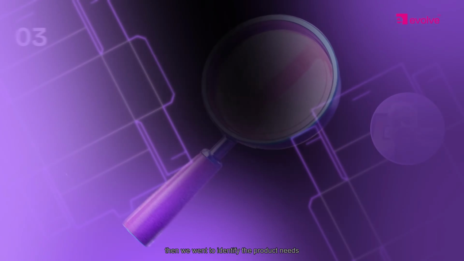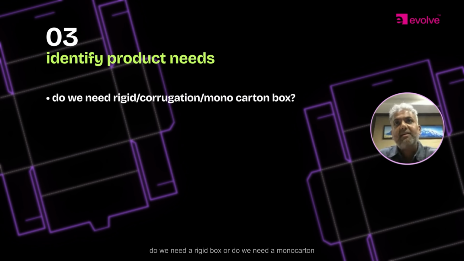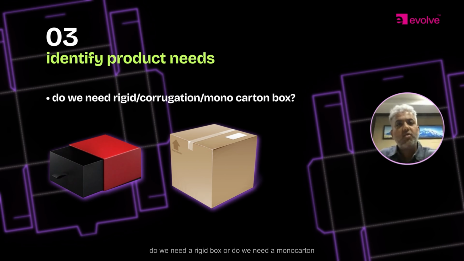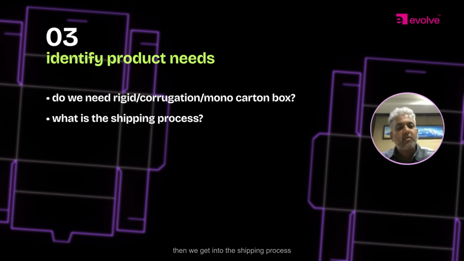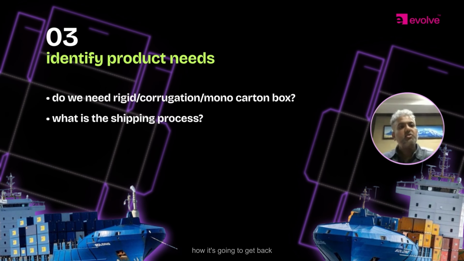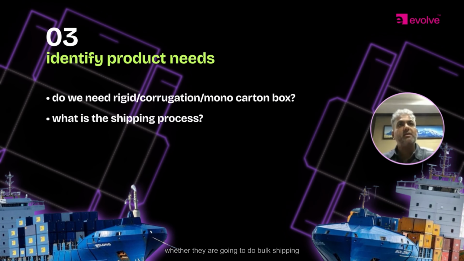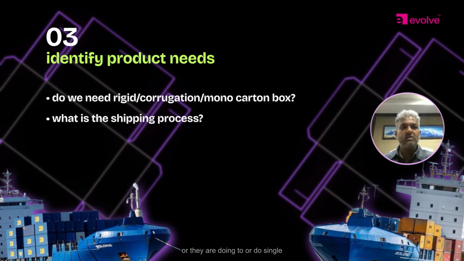Then we went to identify the product needs. Do we need a rigid box, or do we need a monocarton, or do we need a corrugation box? Then we get into the shipping process. Let's say the company manufactures and packs at their premises: how is it going to get packed, and are they going to do bulk shipping or single shipping?